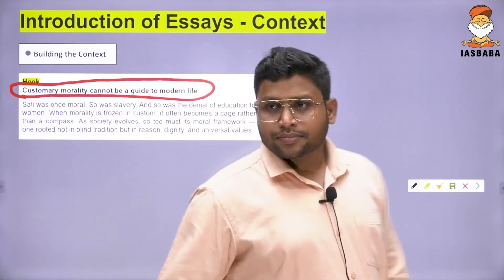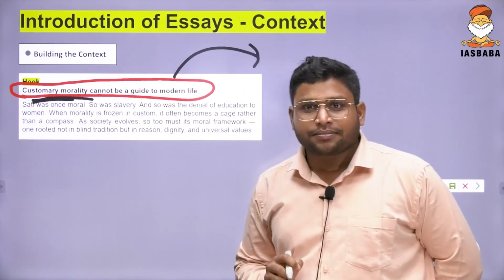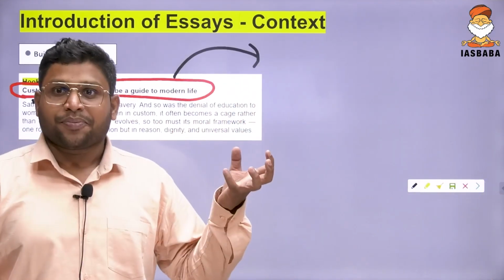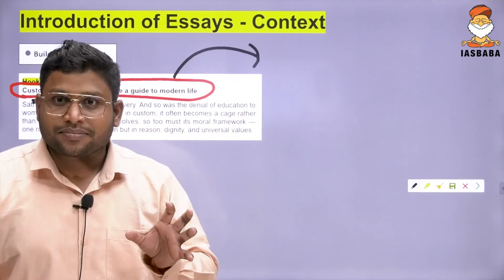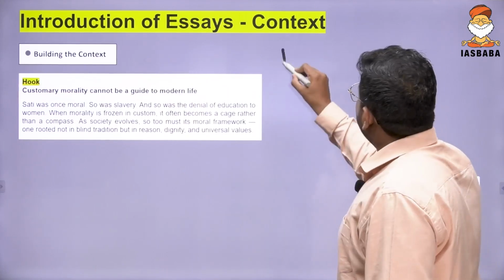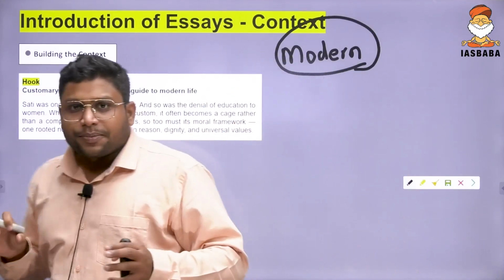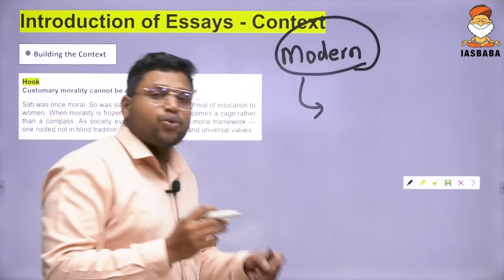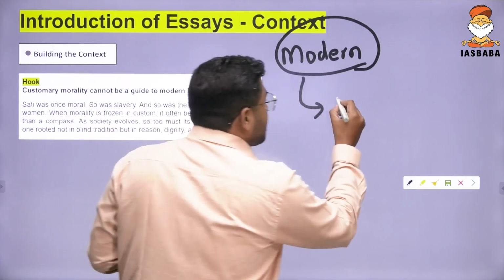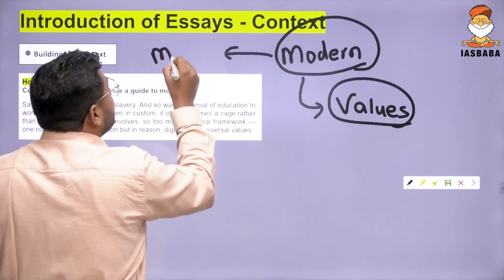Okay, good. But if I get into the details, they're talking about, first of all, customary morality. Morality which has got its source in the customs, traditions. That is your customary morality. And it cannot be a guide to modern life. When you talk about modern life, think in a logical manner whenever you're looking at any keyword. How do you look at modern life? What do you call modern life? As far as the values of modern life are concerned, compare it with the medieval time and you will understand.